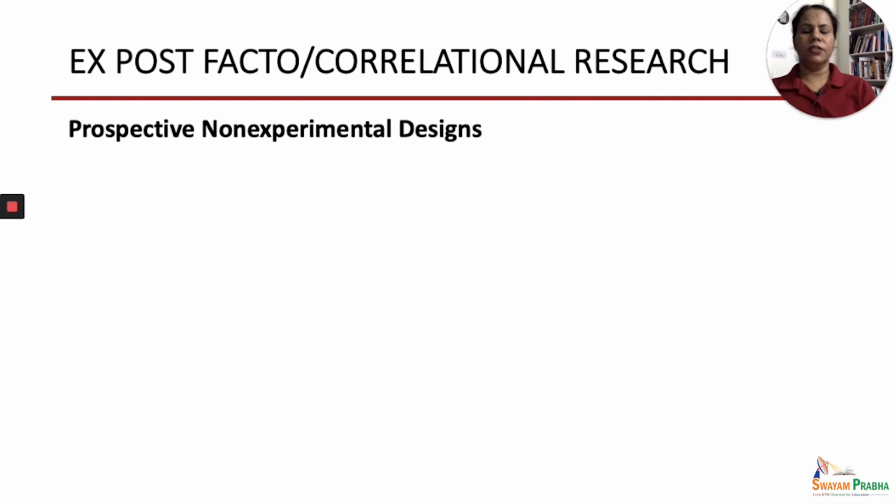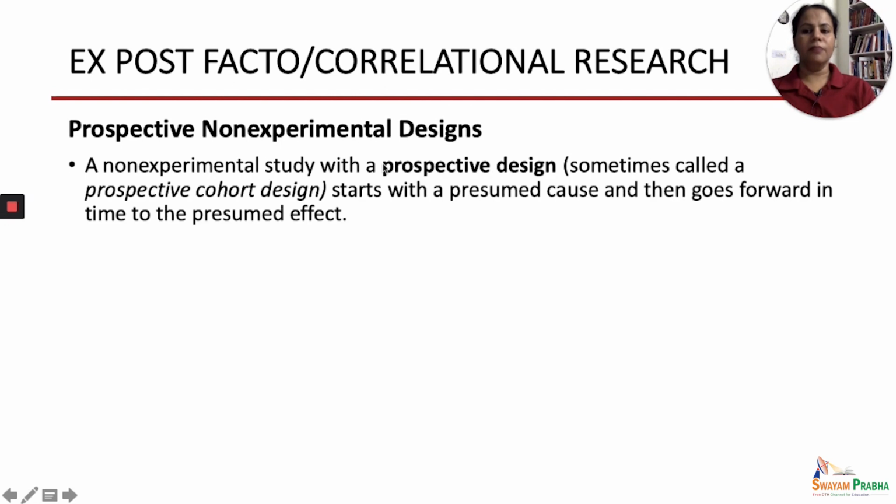Another type of correlational research design is prospective non-experimental research design. So prospective design means it starts with the presumed cause and then goes forward in time to the presumed effect. So it is opposite to the retrospective. In the retrospective design, we started with the present outcome, and then we try to study their history. But here in prospective design, we start with the presumed cause and then go forward to the presumed effect.